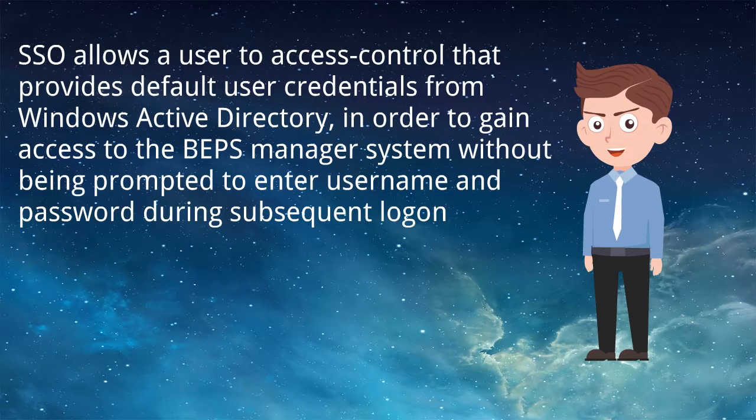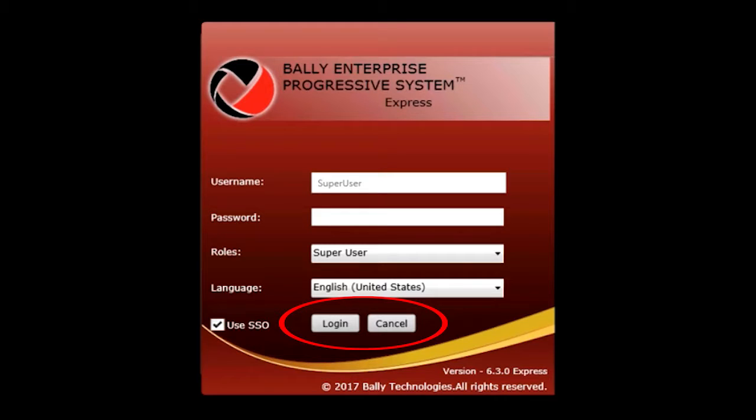By using the SSO feature, it allows a user access control that provides default user credentials from the Windows Active Directory in order to gain access to the BEPS Manager system without being prompted to enter username and password during subsequent logon. Select Login. Allow software to launch using superuser login information.